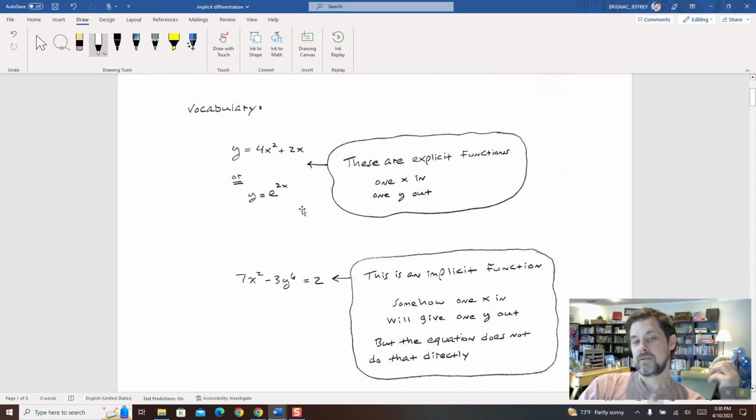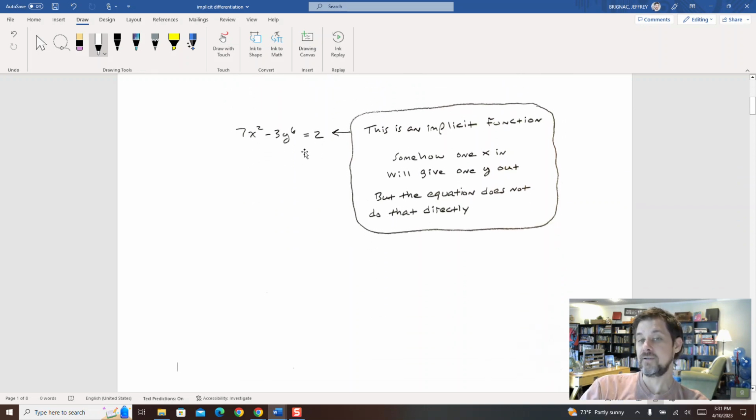So there are two scenarios that we run into in this class. You might have an explicit function, and those put y in terms of x. They're solved for y. You put the x in, you do all the calculations, you get the y back out. One x in, exactly one y back out. Those are explicit functions. And if you want to find the derivative of those, there's a formula that is applicable to each type. Like for 4x squared, there's a formula for the derivative of that. e to the 2x, there's a formula for that, and so on.